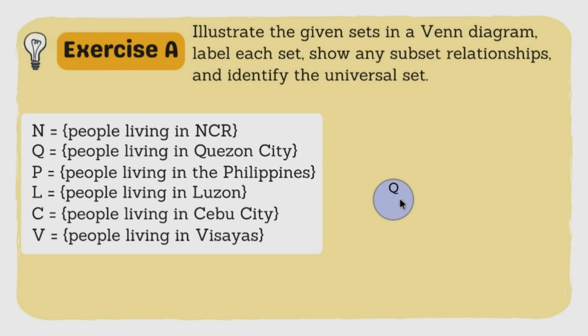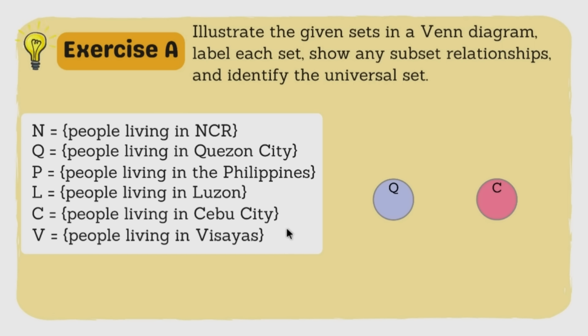So we have here set Q. Okay, and we also have here set C. These are the people living in Cebu. Okay, bakit po sila magkahiwalay? Take note, they are disjoint. Okay, they do not share a common element. Hindi pwedeng ang isang tao nasa Quezon City at the same time nandun din siya sa Cebu. So hindi po pwede yon. Wala po silang intersection.